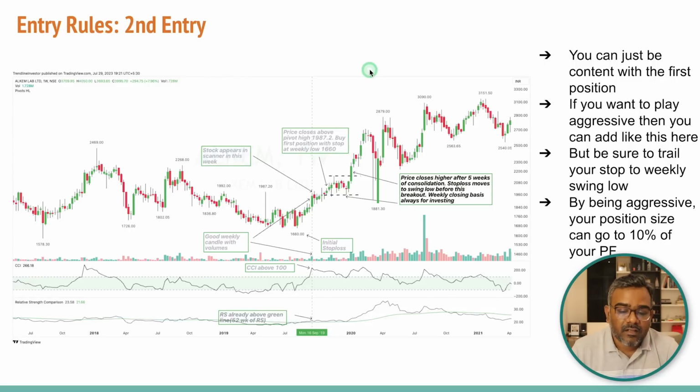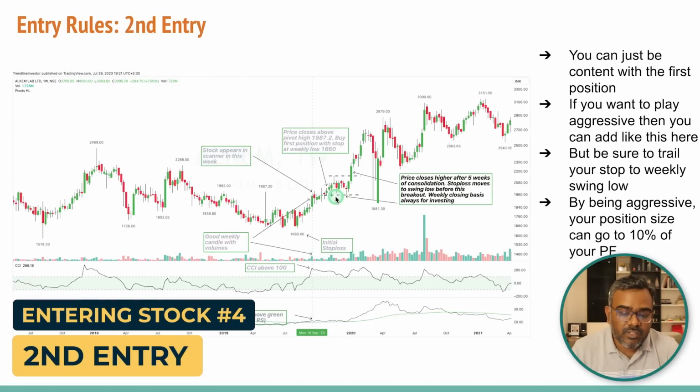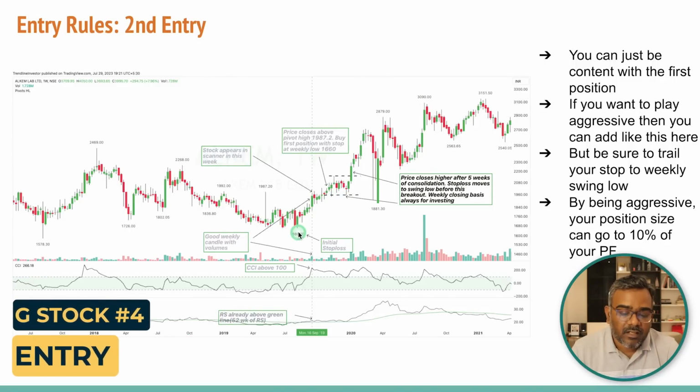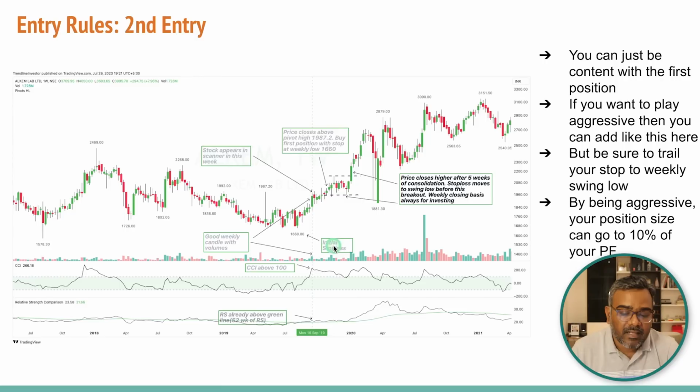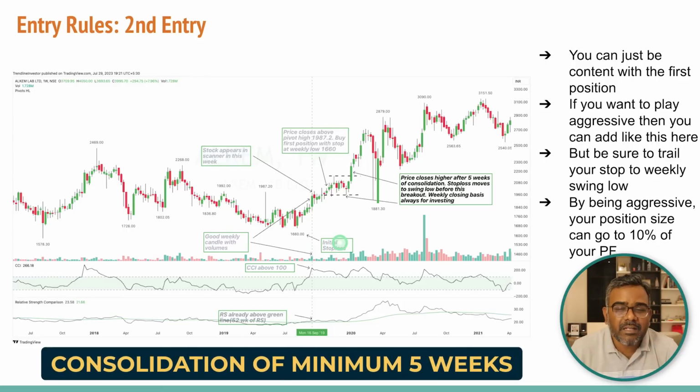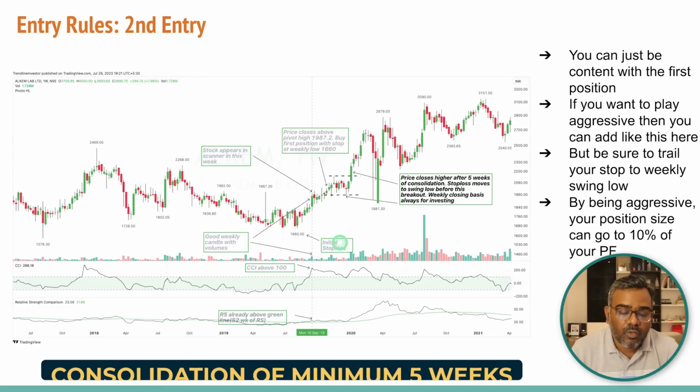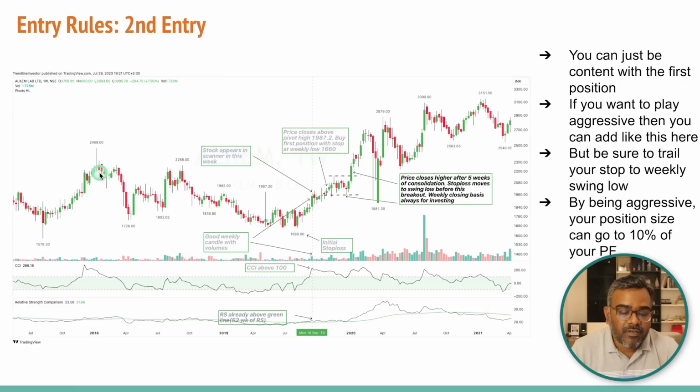Now moving ahead, what will be your second entry? Once you buy your first entry over here, your stop loss is here, right? And then you will not buy your next position until the stock has consolidated for a minimum 5 weeks, right? What do I mean by consolidation? After making a high, the stock should not cross that high at least for 5 weeks, right?